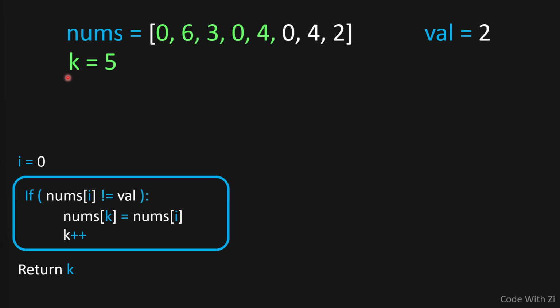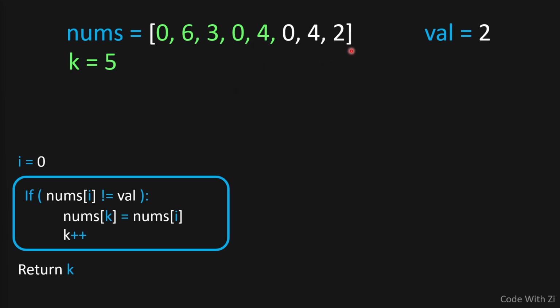And this case says that all of the numbers before the index of k are all numbers that are not equal to the value that we do not want. Well, let's check that. K is equal to 5, so let's find the number with the index of 5. 0, 1, 2, 3, 4, 5. So k is basically pointing to this number here, and it says all of the numbers before this number are going to be numbers that are not equal to the value that we do not want. Well, let's check that. 0 is not equal to 2, 6 is not equal to 2, 3 is not equal to 2, 0 is not equal to 2, and 4 is not equal to 2.